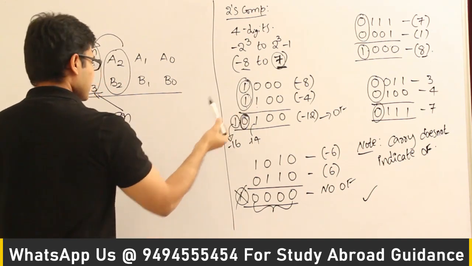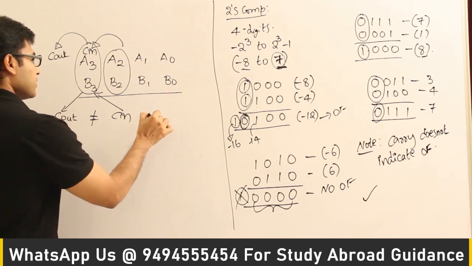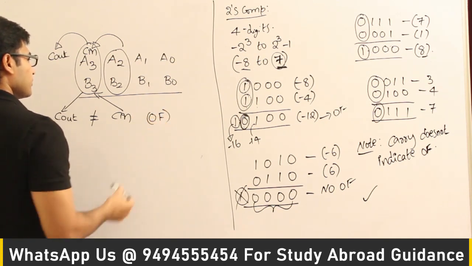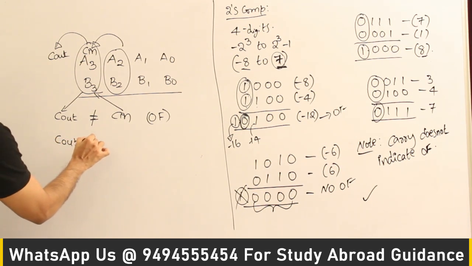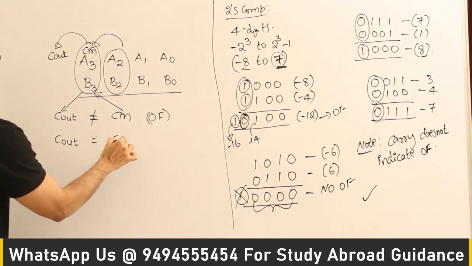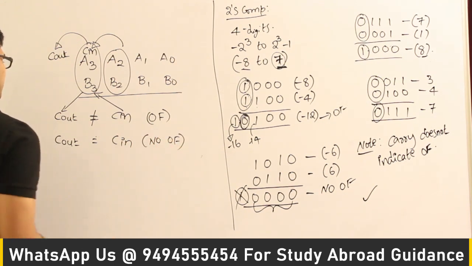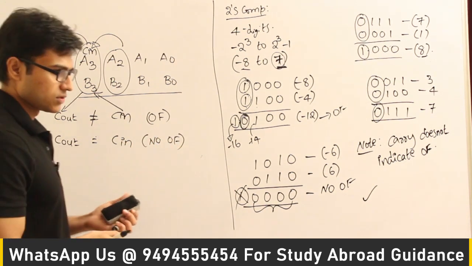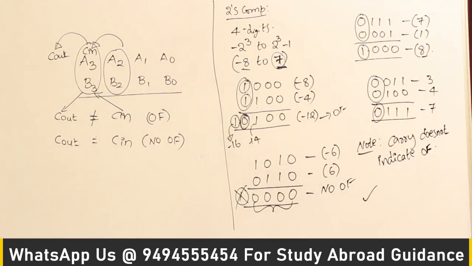So whenever carry in is not equal to carry out, we can say that there is overflow, and whenever carry out is equal to carry in, then there is no overflow. Check all those examples and I'll tell you the reasons why this is so. First check the examples, I'll tell you the reason.